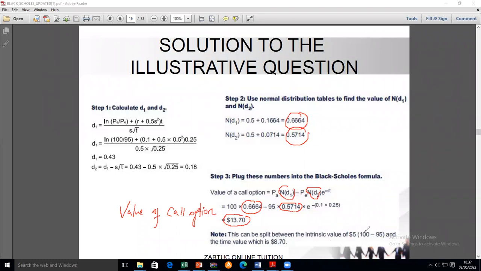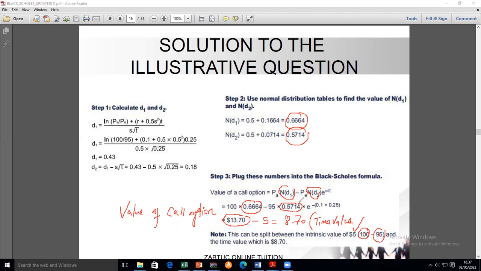And this can be split between the intrinsic value and the time value. The intrinsic value, remember, the share price was 1370 and the exercise price was 500. So the difference gives you the intrinsic value. From 1370, if you remove 500, what remains is 870. The 13.7 is the full value. Remove the intrinsic value, and what remains is the time value.